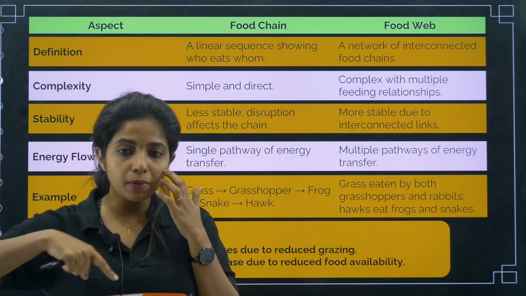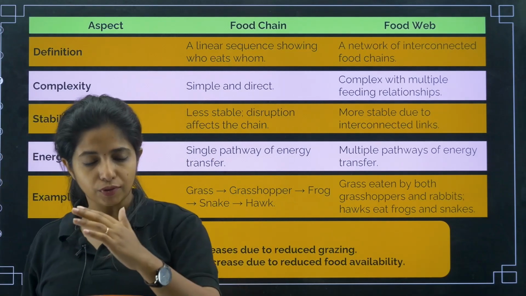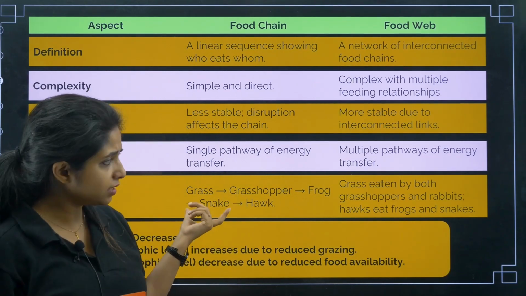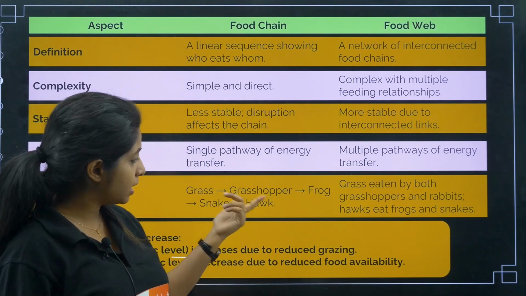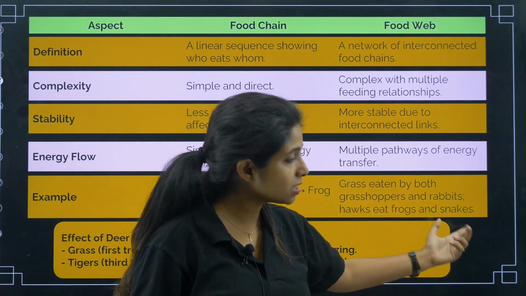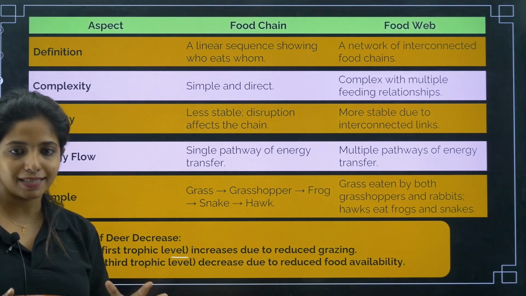So obviously there can be multiple pathways of energy transfer, but anyway it will be in one direction, that is unidirectional only, but there can be multiple pathways. Now, for example, you can give grass, grasshopper, frog, snake and hawk. Grass is eaten by both grasshopper and rabbit, hawks eat frogs and snakes both. So everything is kind of linked and they have multiple things as well.